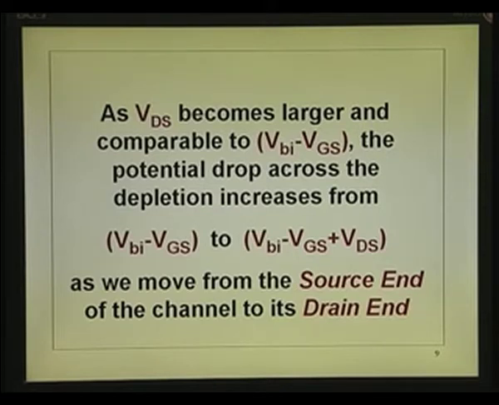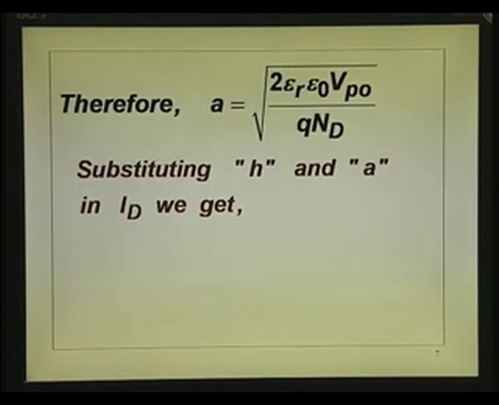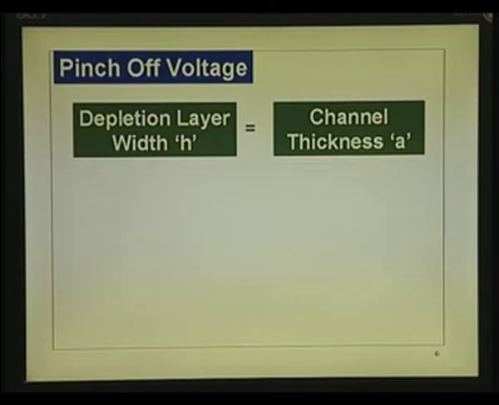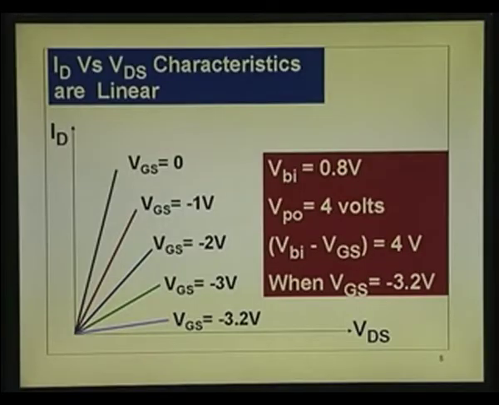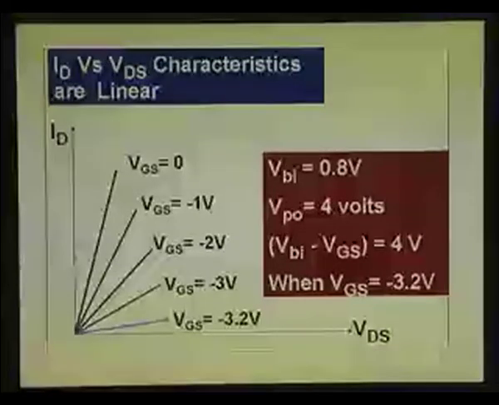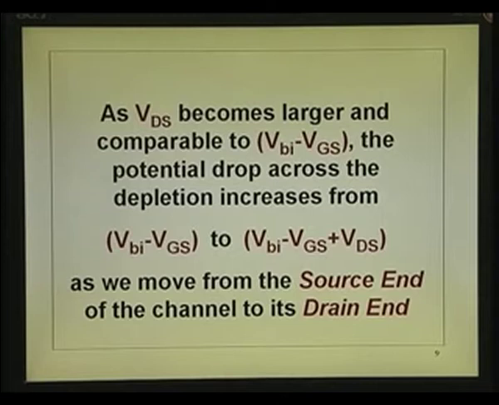As VDS becomes larger, what happens? Remember this particular analysis we have done. This particular analysis we have done for the case where VDS is small compared to VBI minus VGS. Please recall that. As VDS is increased, it will become comparable to VBI minus VGS. It can even become larger. So, let us see what happens.